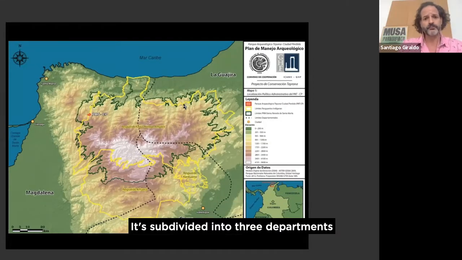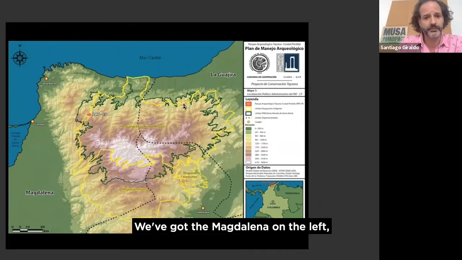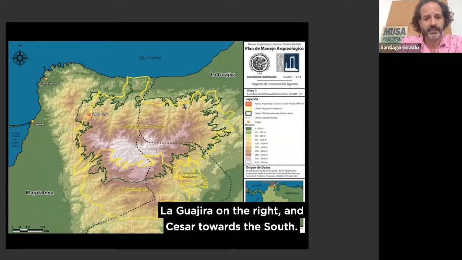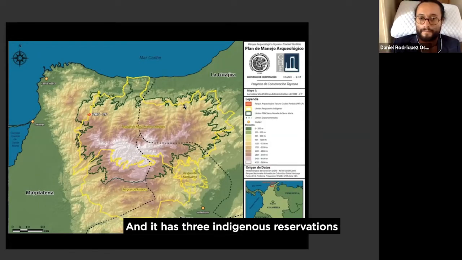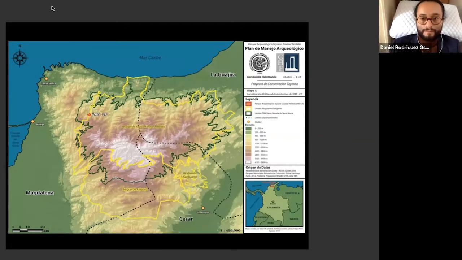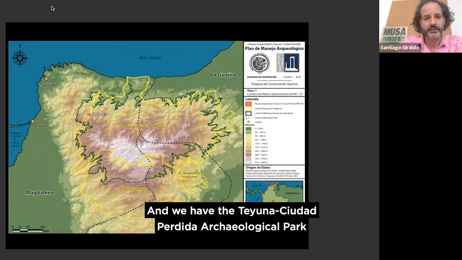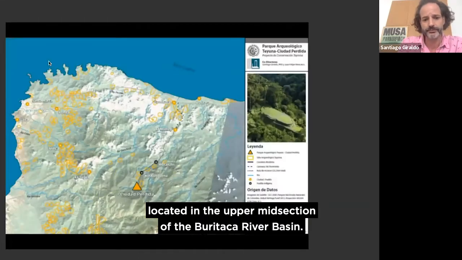It's subdivided into 3 departments or states here in Colombia. We've got the Magdalena on the left, Guajira on the right, and Cesar towards the south. And it has 3 indigenous reservations and 1 national natural park located within its boundaries. And we have Teyuna-Ciudad Perdida Archaeological Park, located in the upper midsection of the Buritaca River Basin.